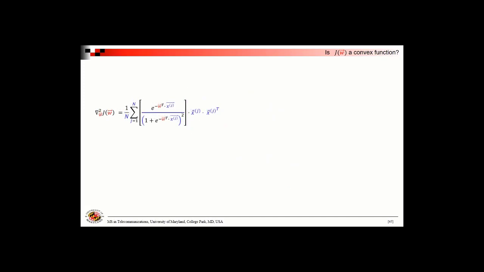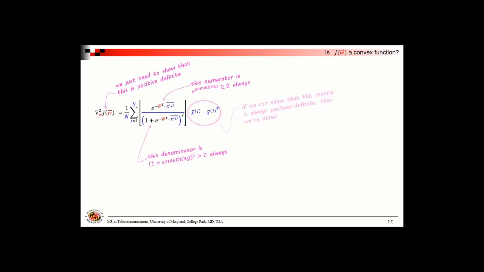All right, so now we have an expression for the Hessian matrix. We just need to show that this is positive definite. Well, for each one of these j equals 1 to n terms, this denominator is 1 plus something non-negative, quantity squared. That's always going to be positive. So that term is positive in the denominator. The numerator is e to the something, so that's going to be non-negative also. So far we're in very good hands. The only thing that's left is we need to show that this matrix is always positive definite.